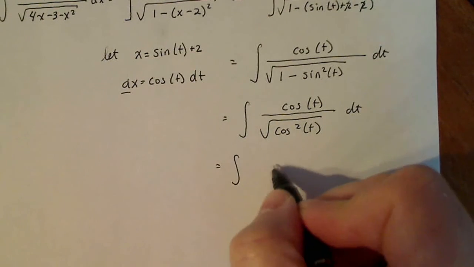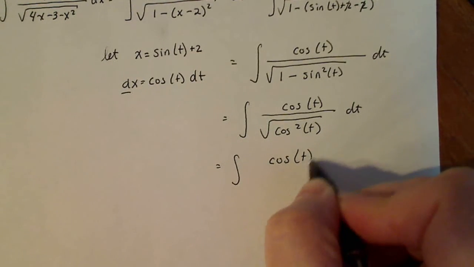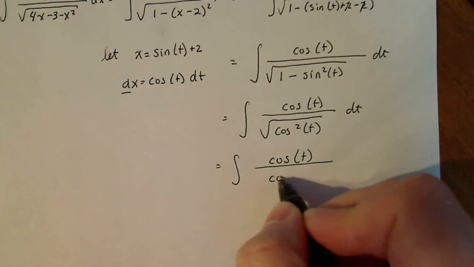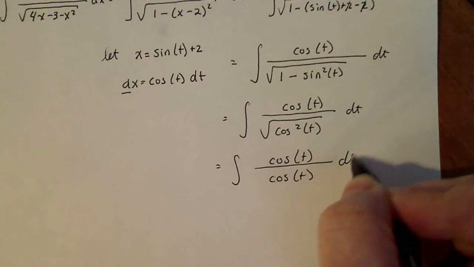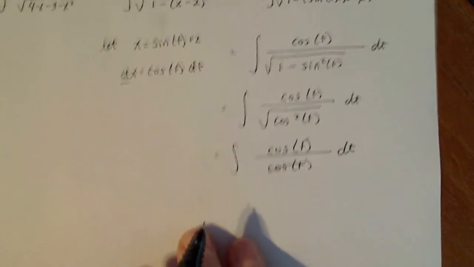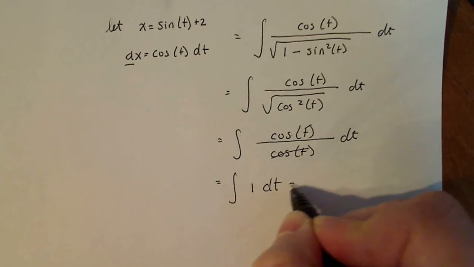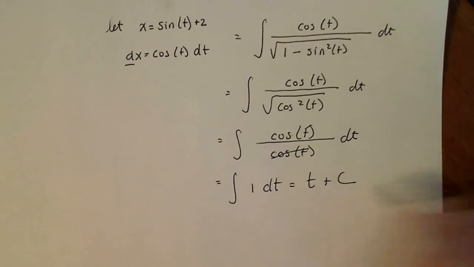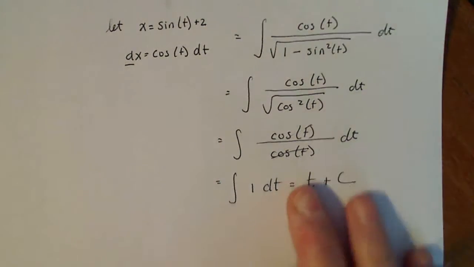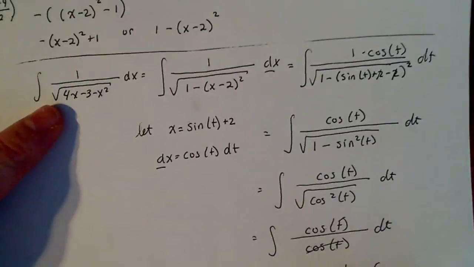Continuing to simplify, the numerator still stands at cosine t. The denominator can be simplified to cosine t. Now, of course, these will cancel and force me to say that this integral is 1 dt, which, after integrating, becomes t plus c. But however, I started in x's, I have to end in x's.